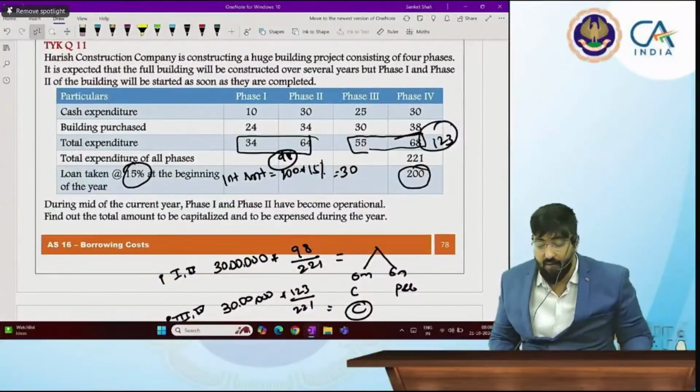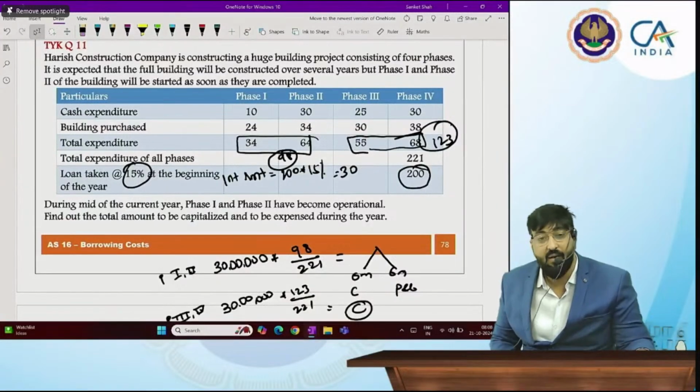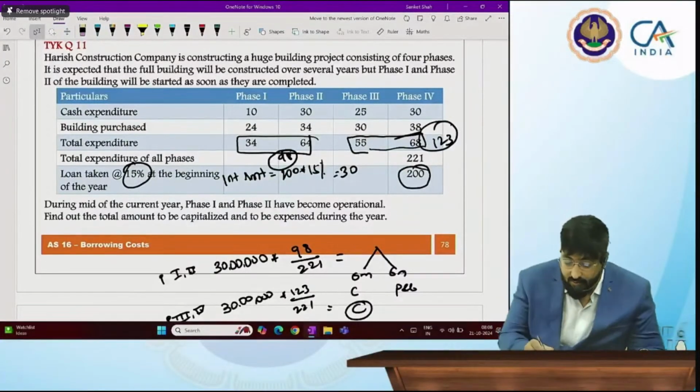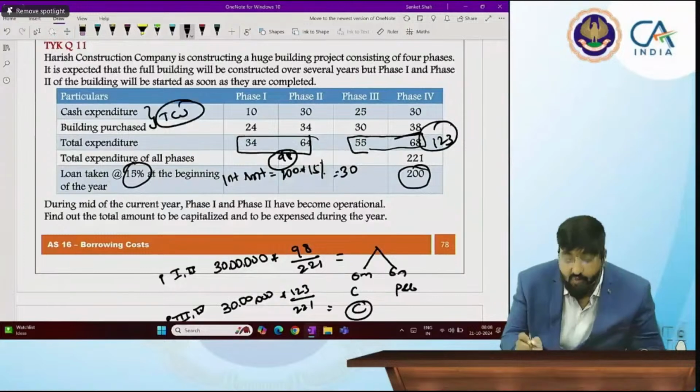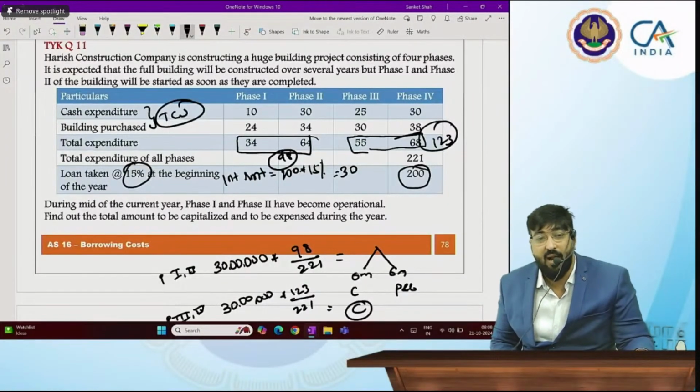Otherwise what is the problem in this? It is such a simple equation. This information is to confuse us: cash expenditure and building expenditure.